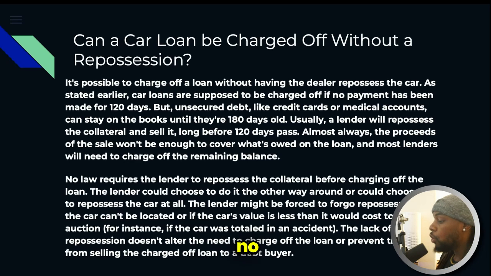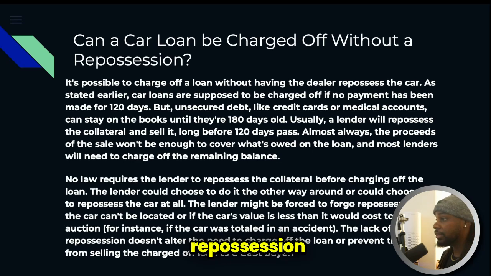So no law requires the lender to repossess the collateral before charging off the loan. So what we're saying is someone can come take your property, your vehicle, your motorcycle, your boat, whatever it is. That's what the repossession is. They're taking back whatever the thing is that you were paying off. No law requires the lender to repossess the collateral before charging it off.